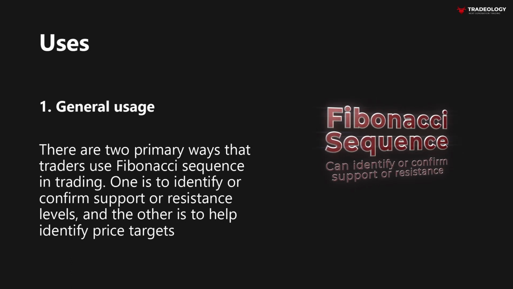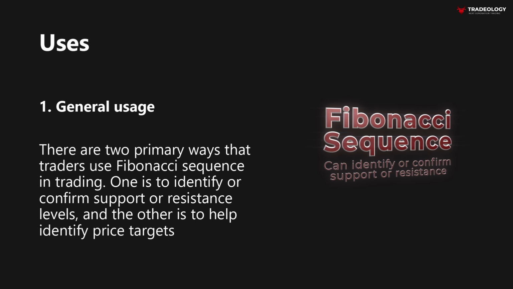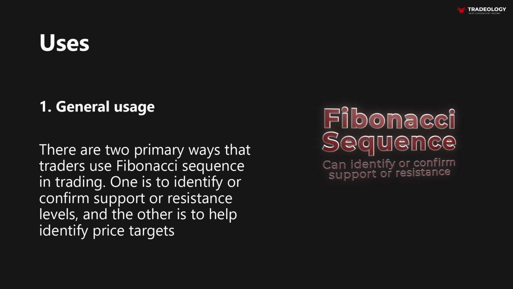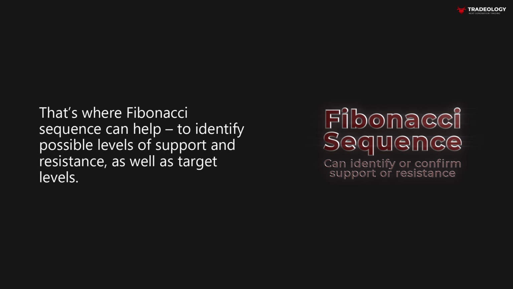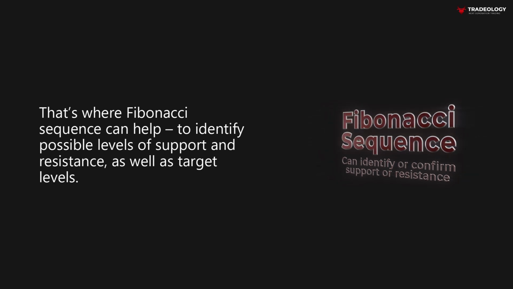Now, its general usage for trading. There are two primary ways that traders use the Fibonacci sequence in trading. One is to identify or confirm support or resistance levels, and the other is to help identify price targets. Very often, traders will find themselves in situations where they'll realize that a significant level of support or resistance has been broken while they weren't paying attention and that the market has already moved significantly. That's where the Fibonacci sequence can help, to identify possible levels of support and resistance as well as target levels.